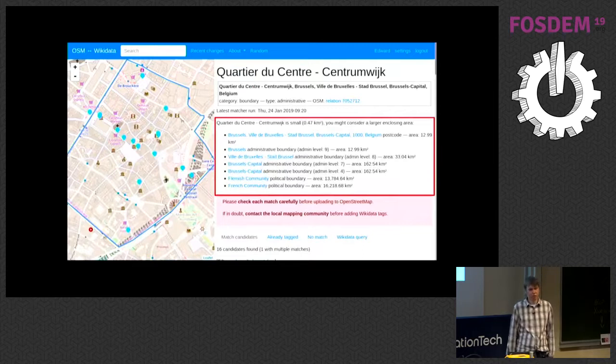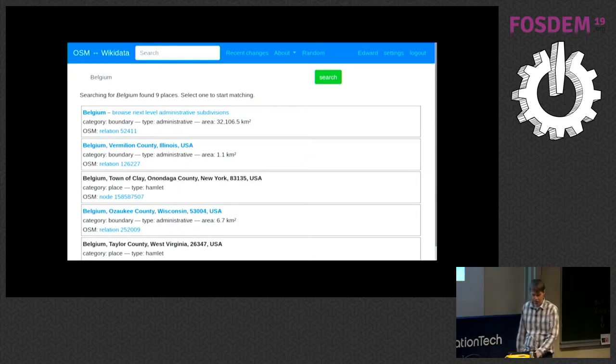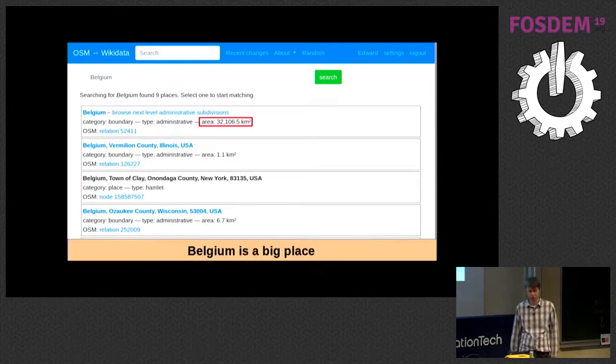The system detects that the center of Brussels is quite small and complains and says I might want to choose a larger area. So it gives some suggestions for bigger areas that I might want to search on. Equally, if I try searching for Belgium, it'll work, but it's big for the system.